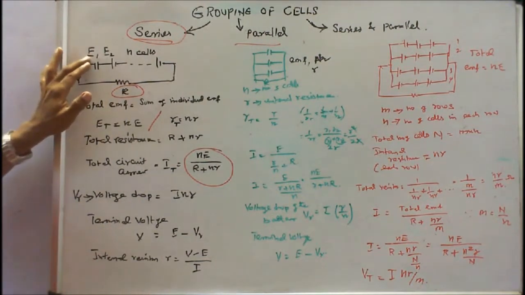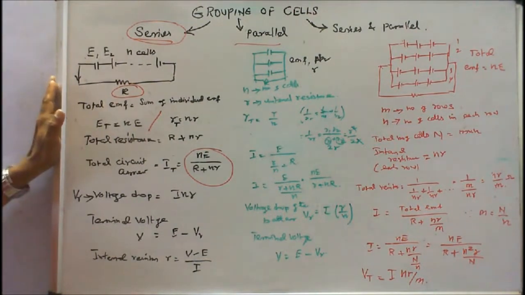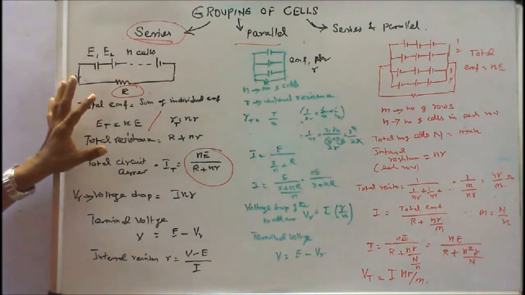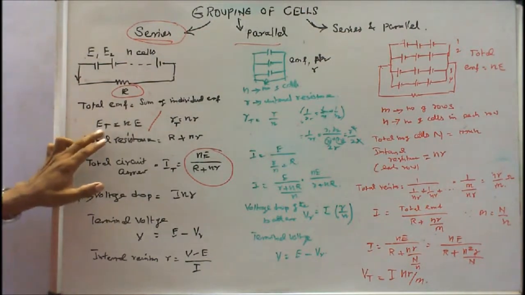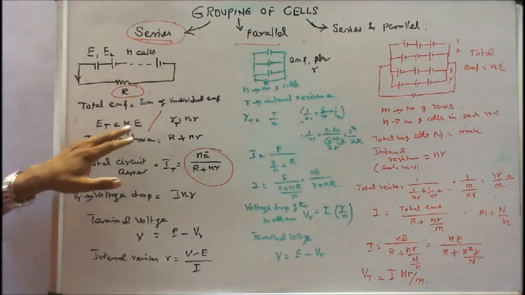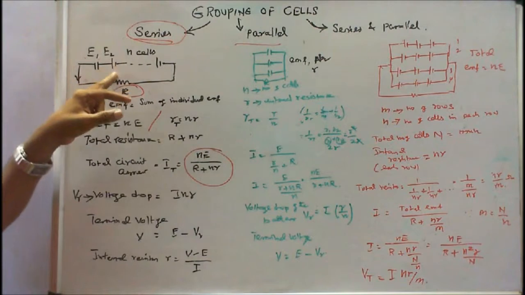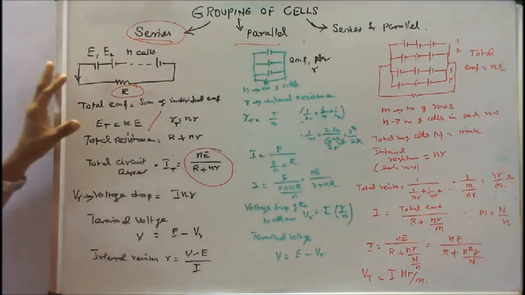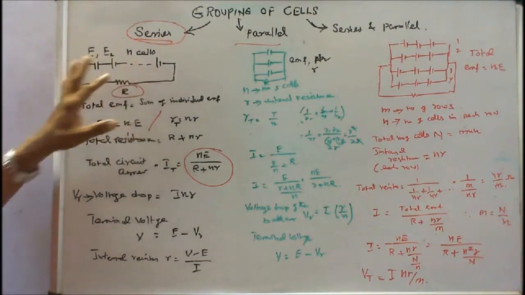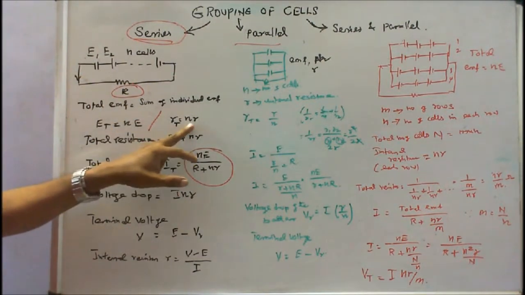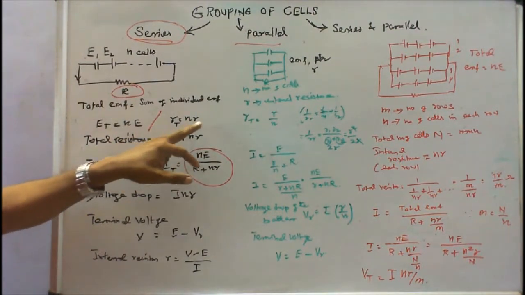Here the term E represents the EMF of an individual cell. Therefore, the total EMF is equal to the sum of the EMF of the individual cells. Therefore, total EMF ET is equal to N into E. The term r represents the internal resistance of a cell. Each cell has some internal resistance. Here the cells are identical. Therefore, total internal resistance is equal to N into r.